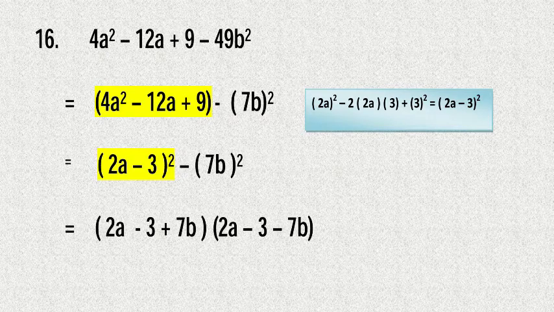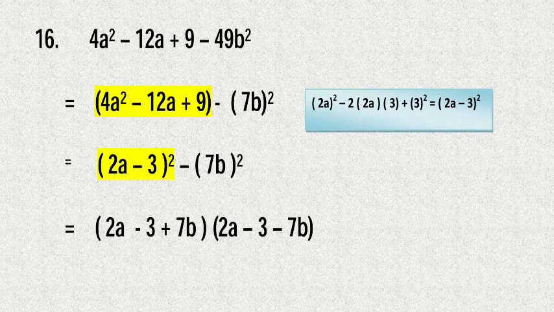4a square minus 12a plus 9 minus 49b square. In this problem there are 4 terms. Consider the first 3 terms, 4a square minus 12a plus 9, and express 49b square as 7b whole square.